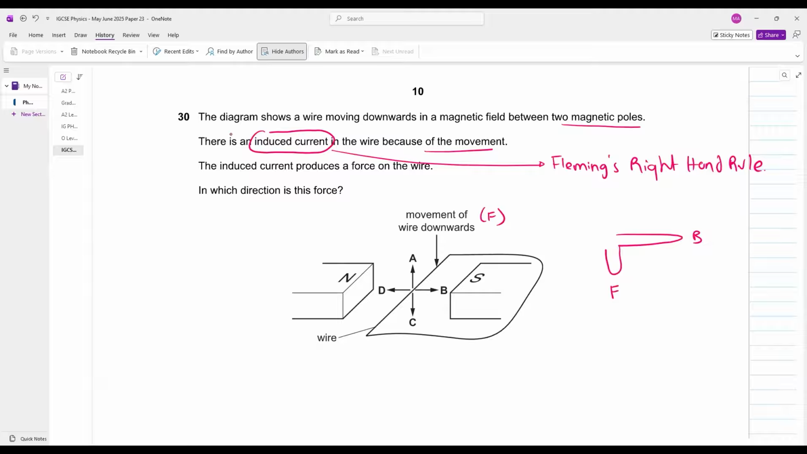करंट कहाँ पे आ जाएगा बेटा? करंट कहाँ पे आ जाएगा? Current will come out of the page like this. आउट ऑफ द पेज आ जाएगा करंट. सिंपल. The induced current produces a force on the wire. What is the direction of force?